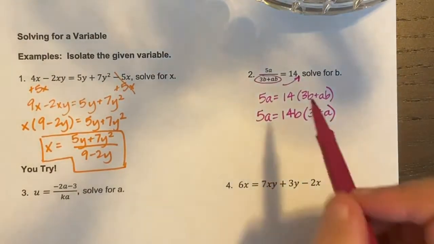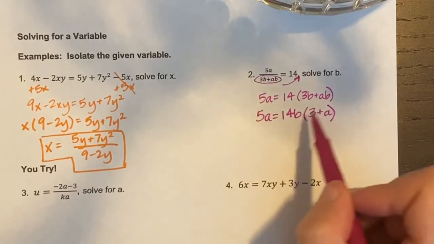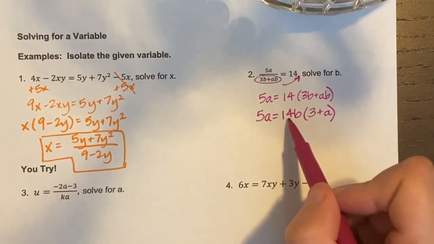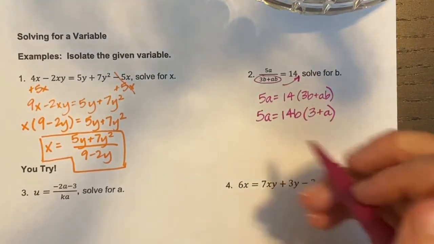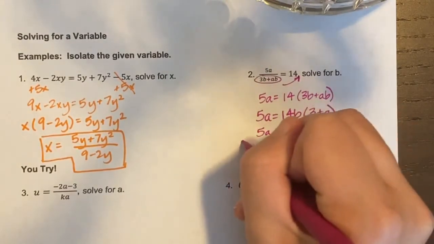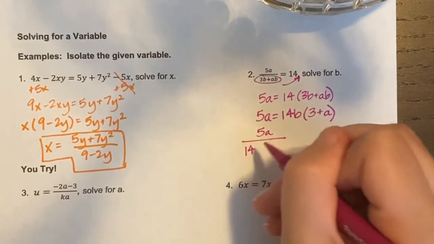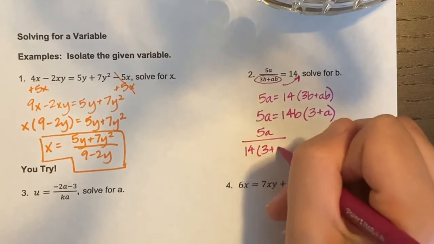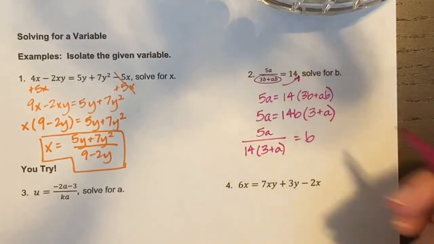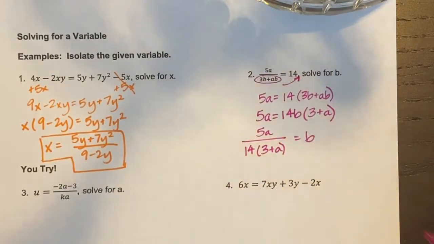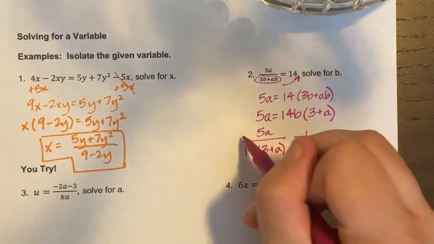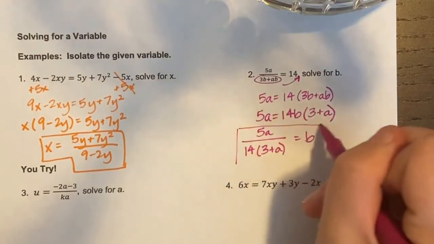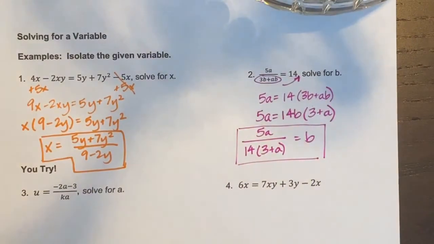So now what I can do is divide both sides by everything that's not b. So I have 14 times b times 3 plus a. So I can do 5a over 14 times 3 plus a equals b. So everything that wasn't b got divided onto the other side. And there's your answer, just like that.